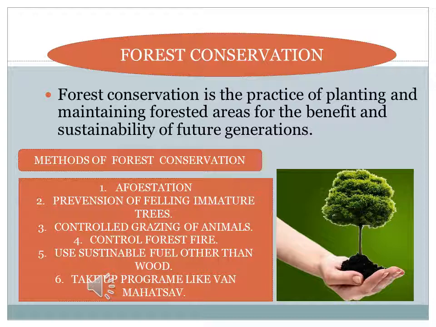Some methods of forest conservation are afforestation or replanting of trees after deforestation, prevention of felling of immature trees, conversion of forest to reserve forest in order to preserve the species of flora and fauna, control of grazing of animals, protection from forest fire by regular removal of dry branches and leaves, use of substitute fuel other than wood, use of modern equipment in felling of trees, taking programs like Van Mahotsav and planting new saplings, and most of all increasing public consciousness.